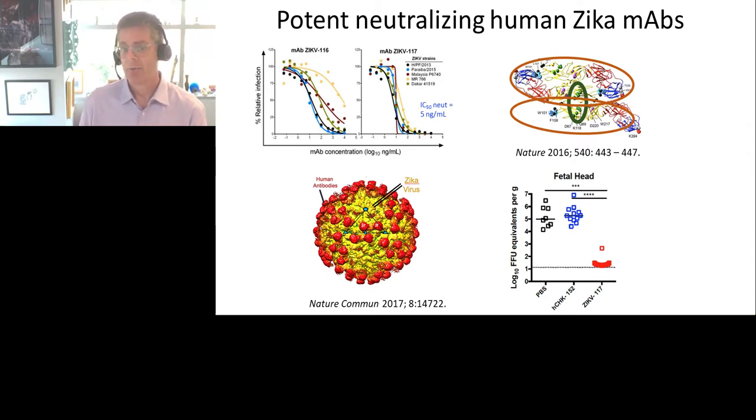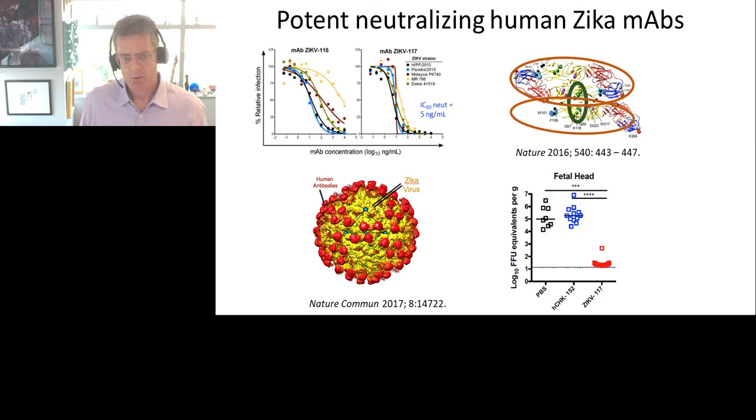We did studies in animal models, including pregnant models with Michael Diamond at WashU, and showed that passively administered antibodies to mothers even get into the head of the fetus and protect the fetus brain against virus. And this particular antibody, Zika 117, is now in clinical development with support from various U.S. government agencies and a company called ID Biologics.